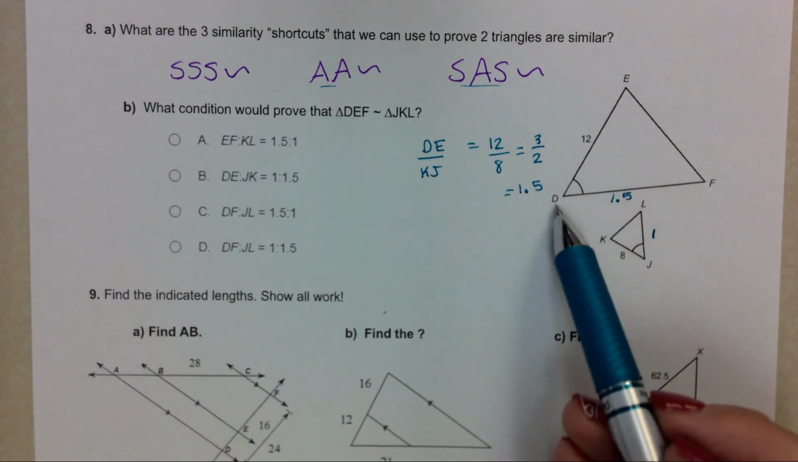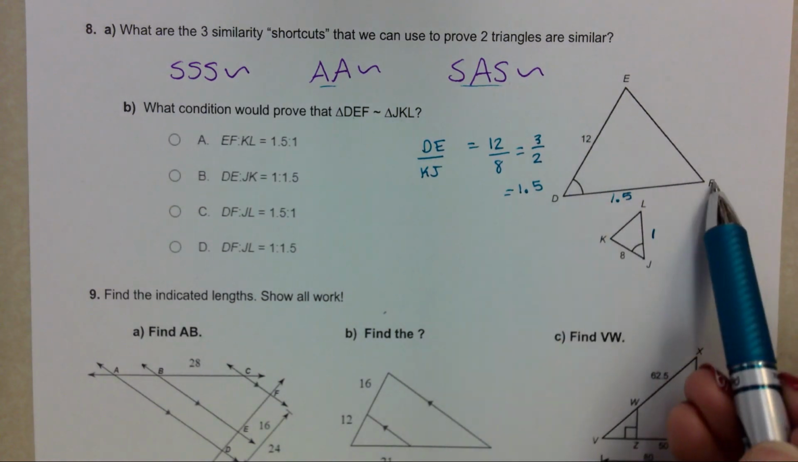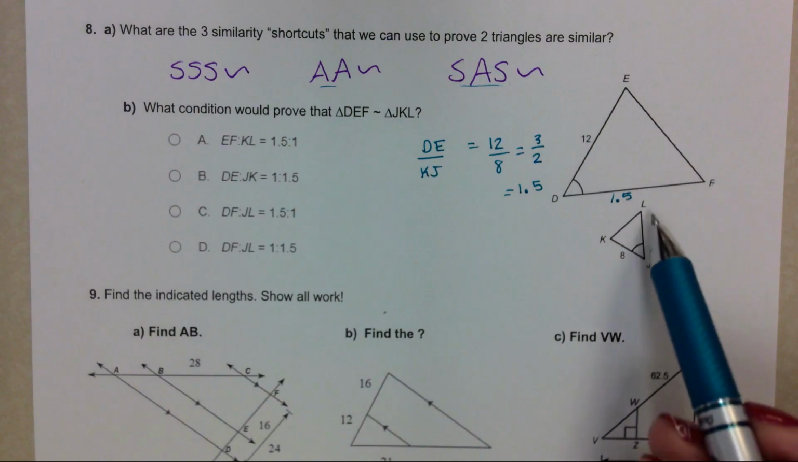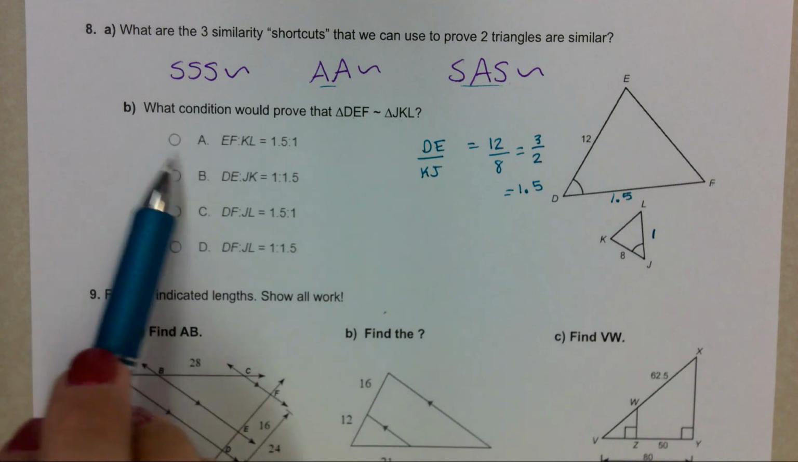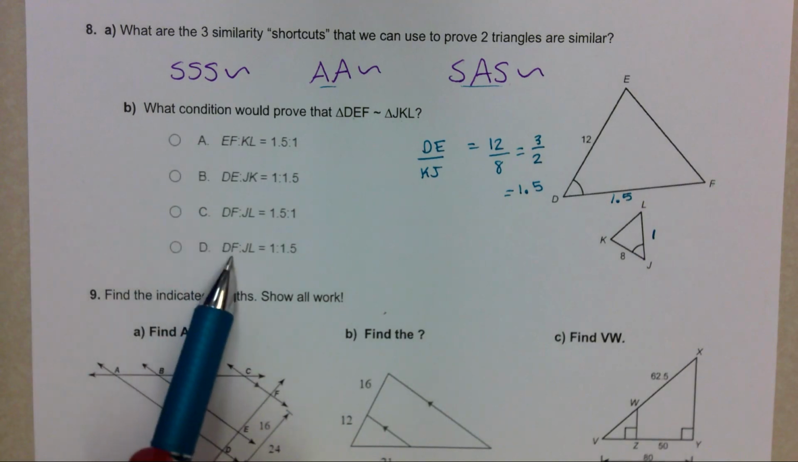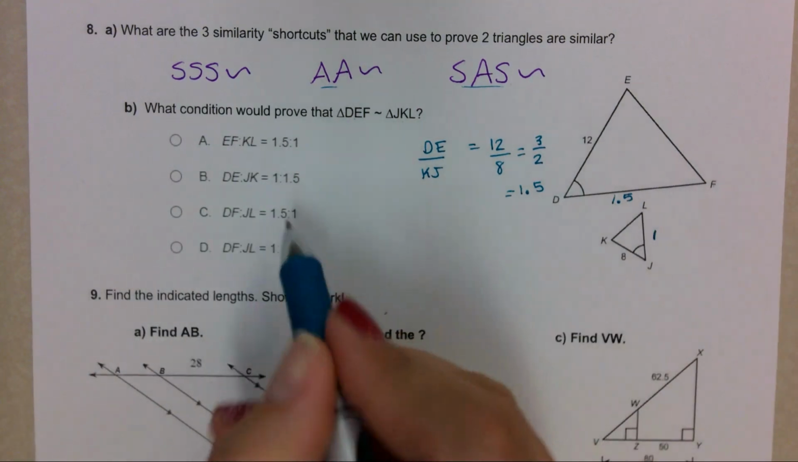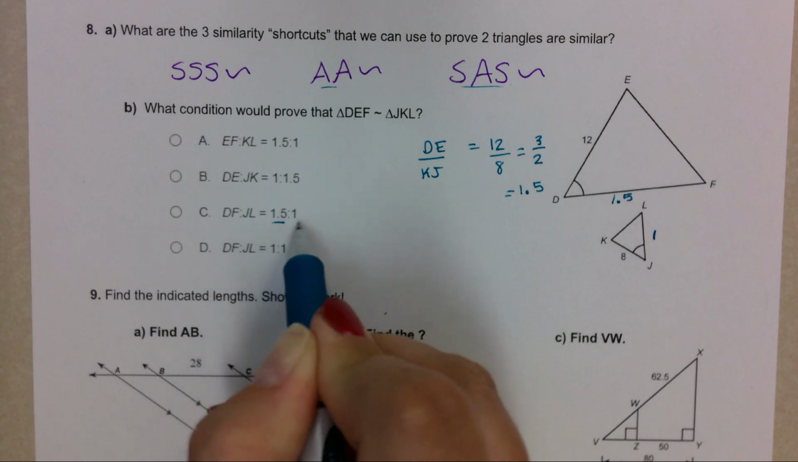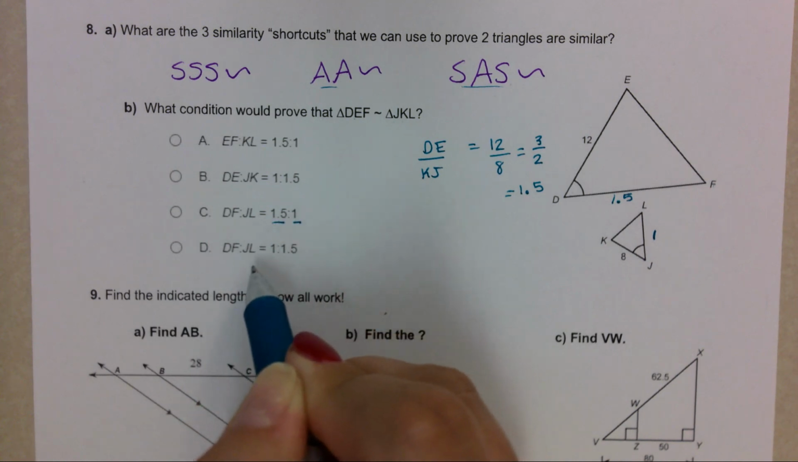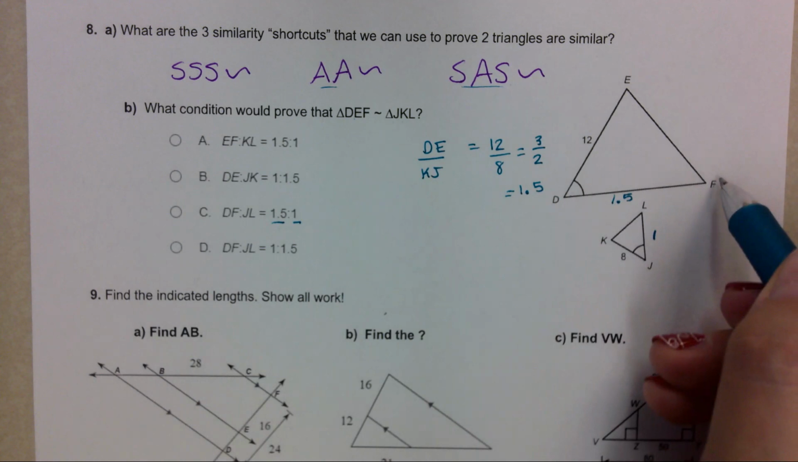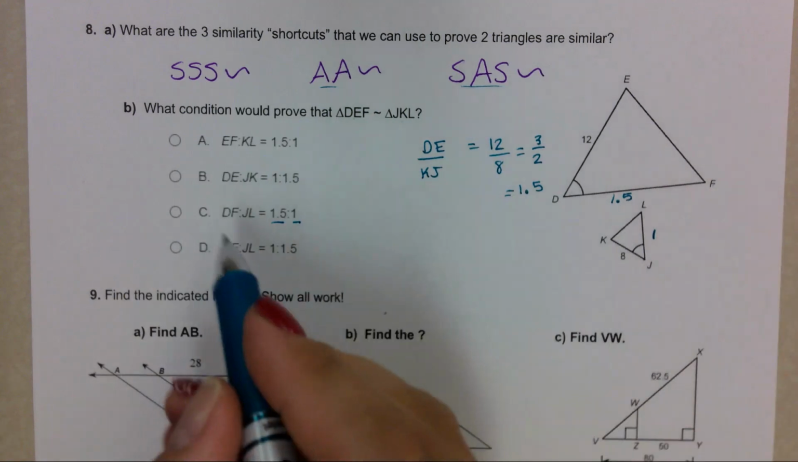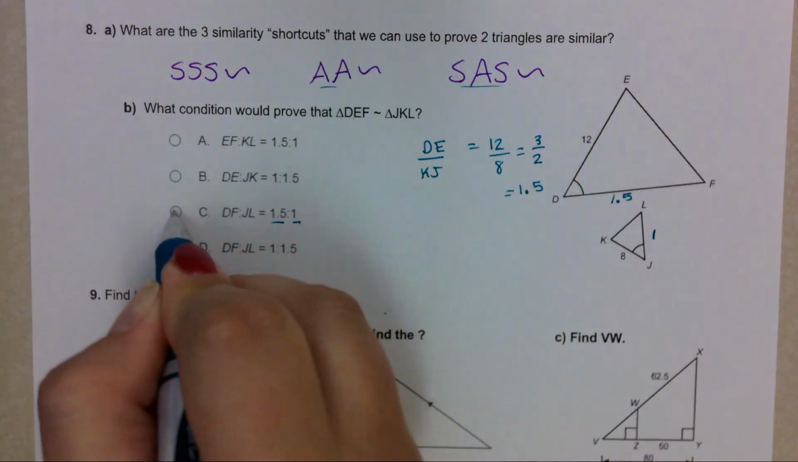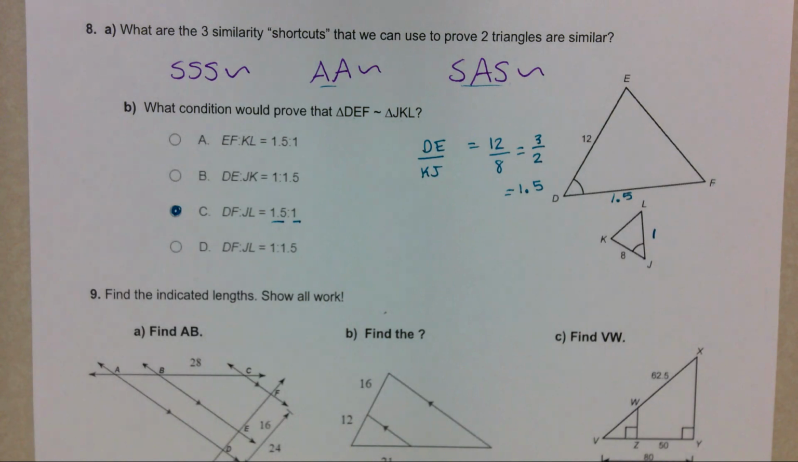So I would want DF to JL, DF to JL to be in a ratio of 1.5 to 1. DF comes from the larger triangle, so that needs to be 1.5, and JL comes from the smaller triangle, so that needs to be 1. So it looks like C. C would prove that the two triangles are similar.